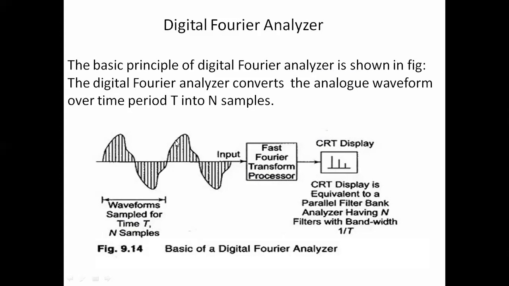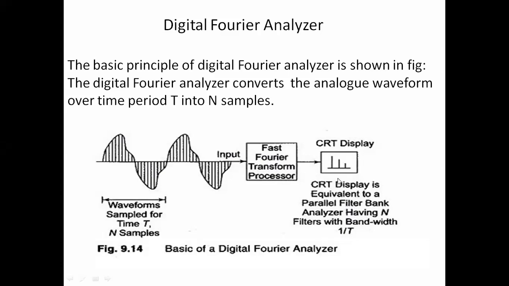Assume this is the analog signal, which is applied to the fast Fourier transform processor, and it will produce different signals in the form of a spectrum. Here the analog signal is converted into a number of samples based on the time period. For a given time period, it produces the samples, and those samples are applied to the Fourier transform processor, so it is converted into the form of a spectrum.